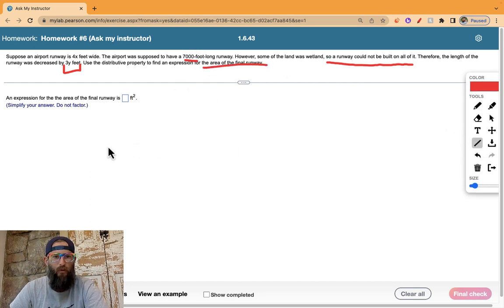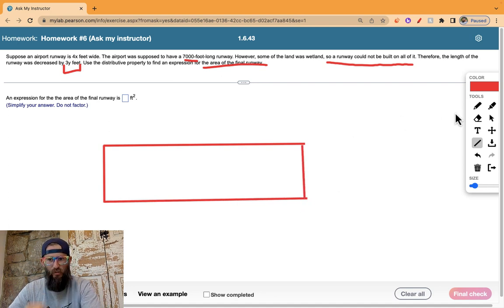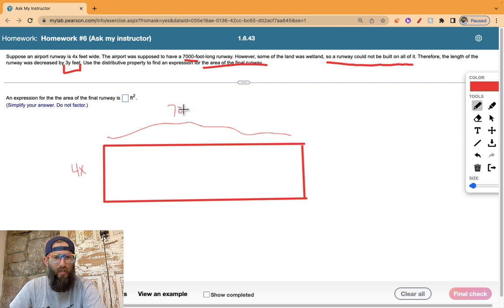When we have our runway, we're going to make the assumption that it's going to be a rectangle, so we're going to set it up something like this. Then we're going to establish the parameters based off of the given text. We know the width is going to be 4x, and we know that this originally was supposed to be 7,000 feet. However, this bit right here is what we would consider wetland, and the expression that they gave us for that part of it was 3y.